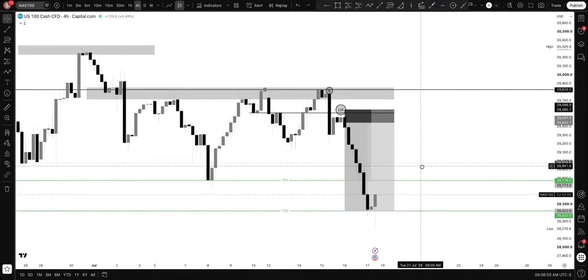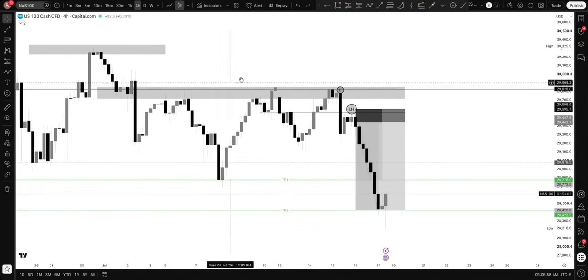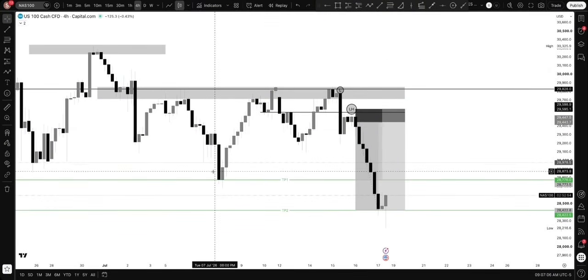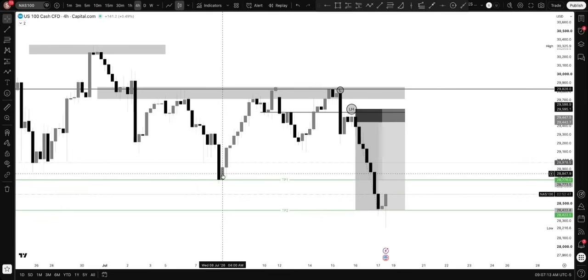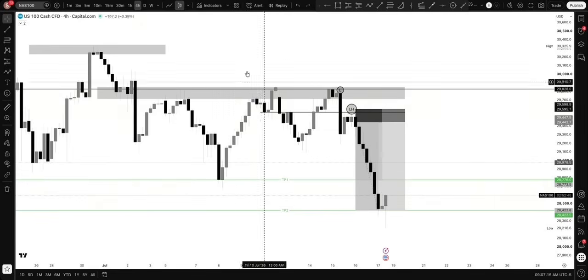Okay, so I wanted to go over this trade that I took on NAS. I do trade ICC, so that is indication, correction, continuation. So here on the 4 hour, you can see that we got an indication to the downside. Once we got this indication, we wanted to wait for price to correct back up. And that's exactly what it did.